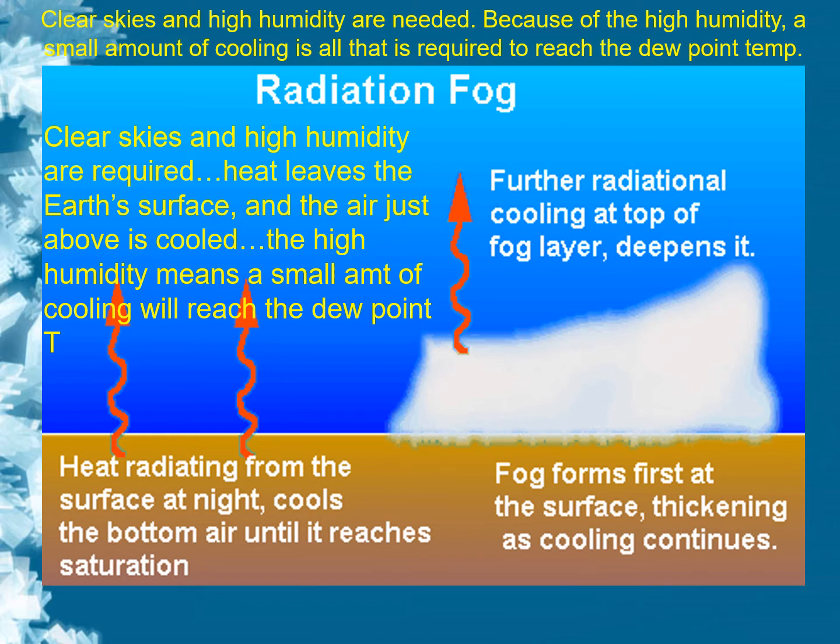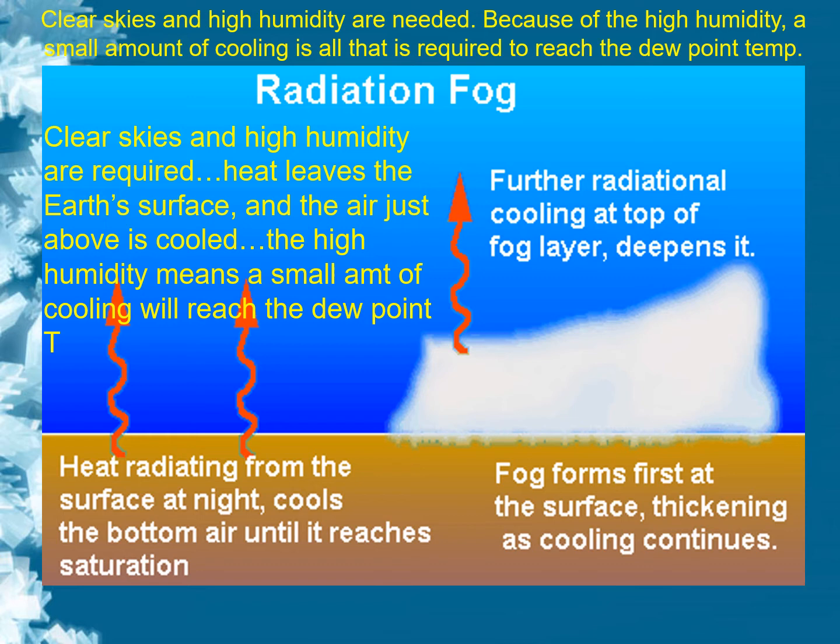All right, so heat leaving the Earth's surface in the form of that longer wavelength radiation, escaping. So the air just above is cool. Okay, so let's maybe think about evening time. Evening fog is a good example of this. So the troposphere is losing its terrestrial radiation that it gathered throughout the day. Okay, so clear skies, high humidity. Heat leaving Earth's surface, the air just above is cooled.